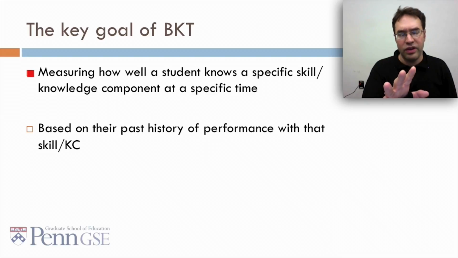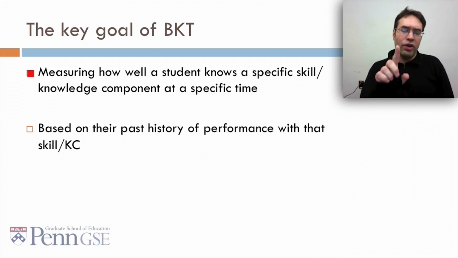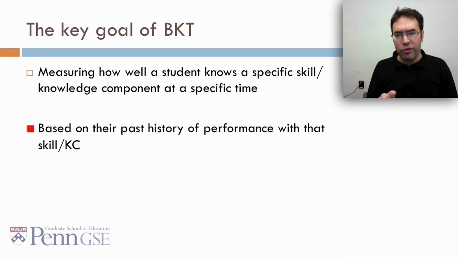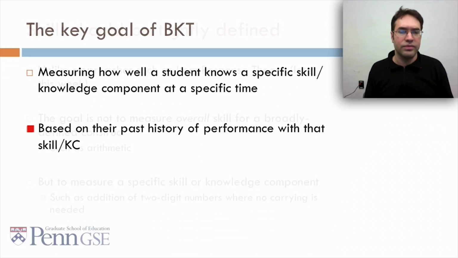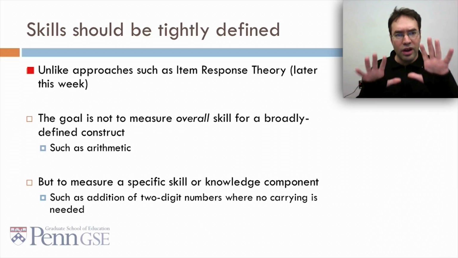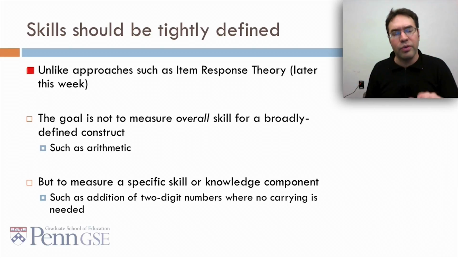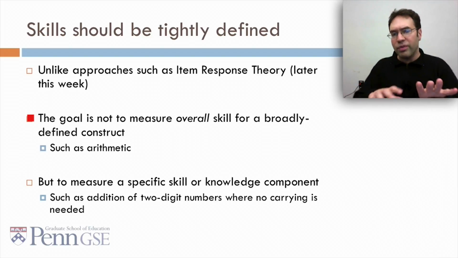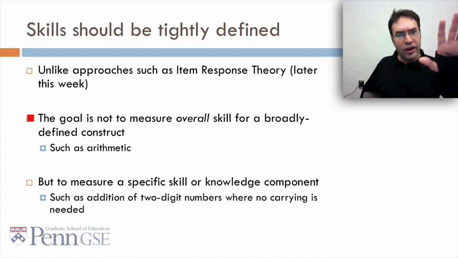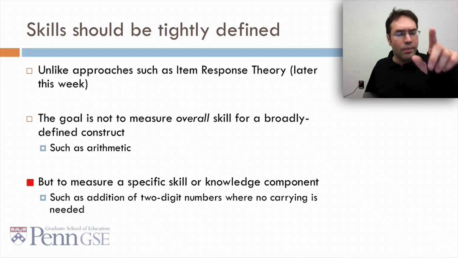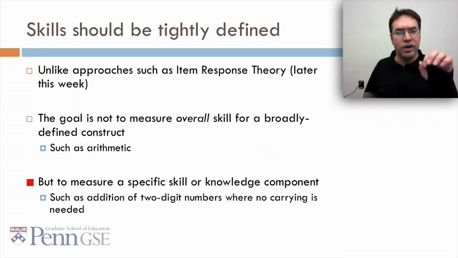The key goal of BKT is to measure how well a student knows a specific skill or knowledge component at a specific time based on their past history of performance with that skill or KC. The skill should be tightly defined. Unlike approaches such as item response theory, which we'll discuss later this week, the goal is not to measure overall skill for a broadly defined construct, such as arithmetic, but to measure a specific skill or knowledge component, such as the addition of two-digit numbers where no carrying is needed.